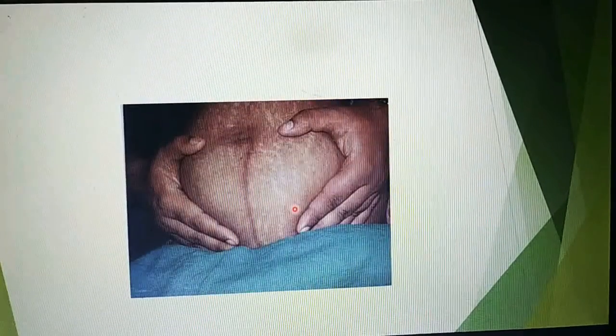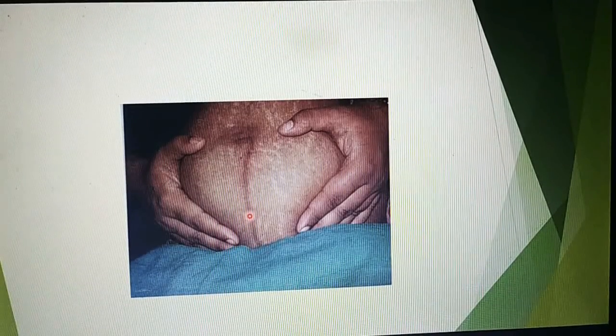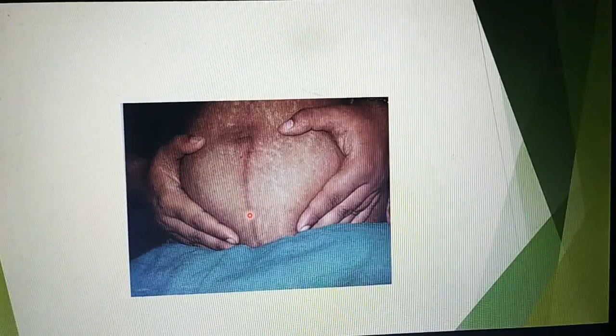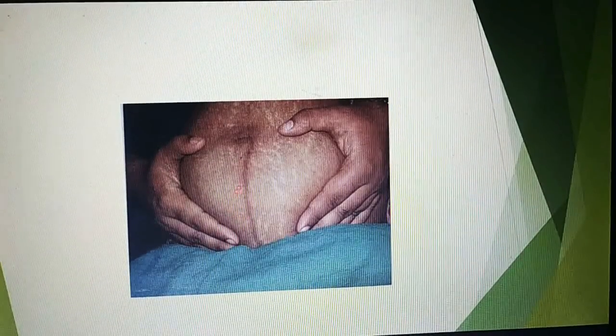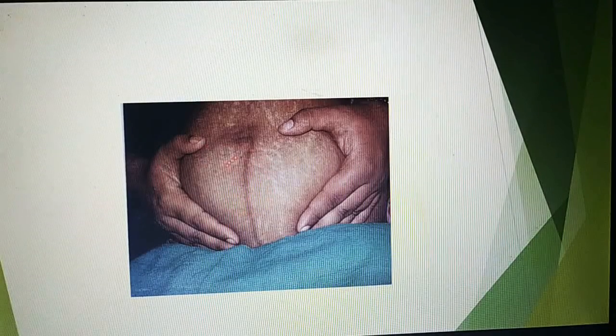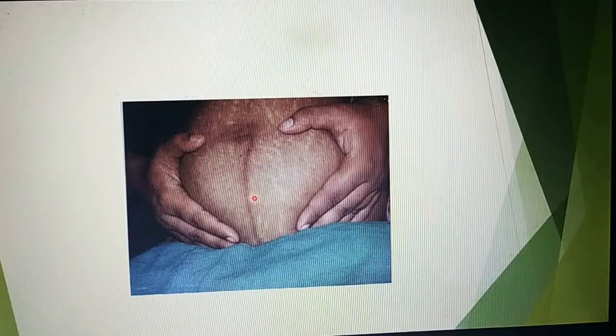Then the second pelvic grip or fourth Leopold maneuver. This is the second pelvic grip or fourth Leopold maneuver. Only this grip is palpated by facing towards the feet of the patient. So during examination of this grip, you should face towards the feet of the patient.